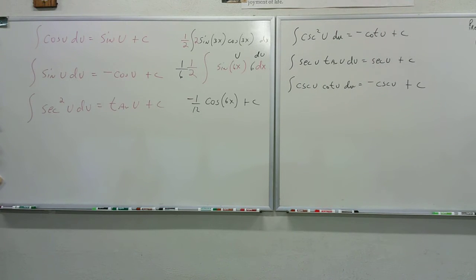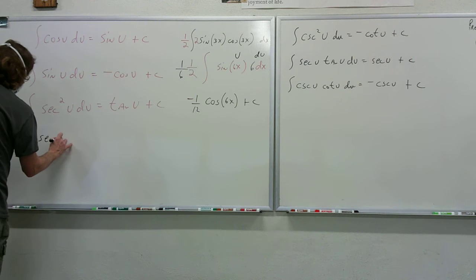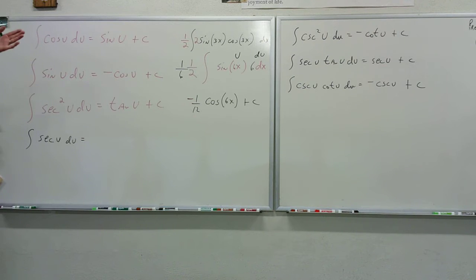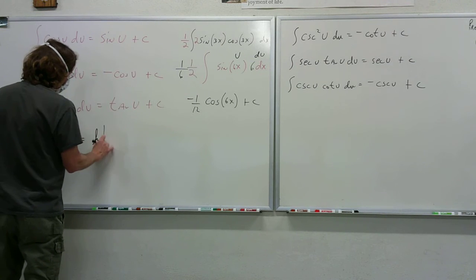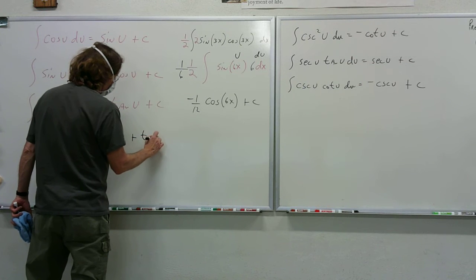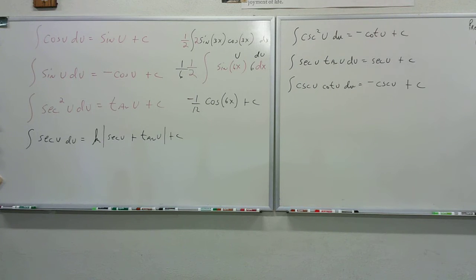And here's the problem. You don't have a reverse for secant u du. The reason you don't have a reverse for it is there's nothing that you've ever taken the derivative of that gives it to you. Well, yeah, there is. Natural log, absolute value, secant u plus tangent u, plus c. That's what you get when you integrate secant u du.